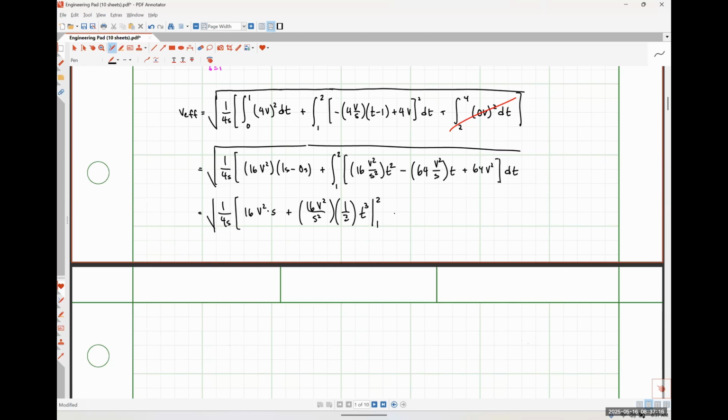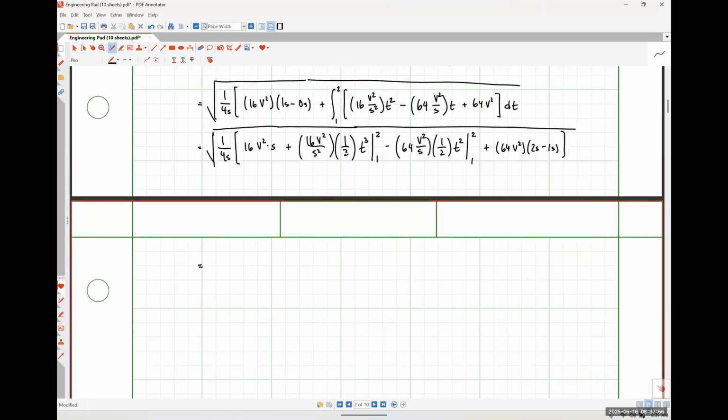Then I'm going to have minus 64 volts squared per second. So the integral of t is just t squared over 2. So I'm going to throw a 1/2 t squared evaluated at 2 and 1. And then the integral of 64 volts squared dt. So I'm just going to have 64 volts squared times 2 seconds minus 1 second, like so. Close that guy off. And keep on keeping on down here.